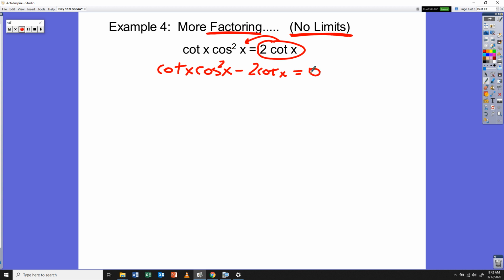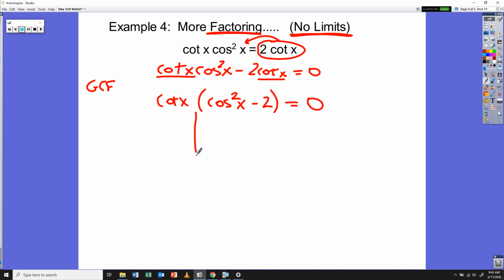0. You'll notice that there's a cotangent in both of these terms. So the kind of factoring technique that we're going to be using here is GCF, greatest common factoring. And we're going to take that one thing that both terms share, which is cotangent, and factor that out. So this is a very common factoring technique.